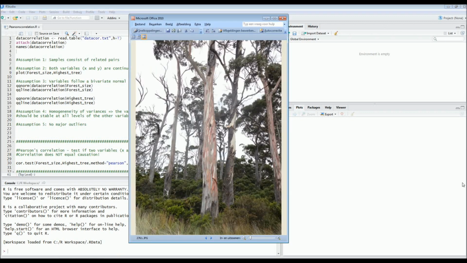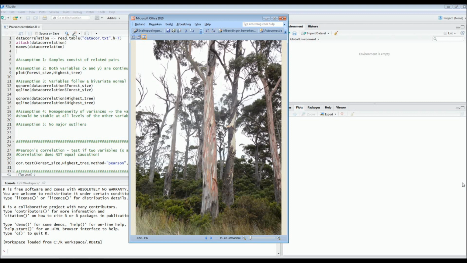This is a eucalypt tree from the eucalyptus genus, and it grows all over Australia. But unfortunately, in Australia, most forests have been cut, which means that the remaining forest is highly fragmented. So you have all these little forest patches spread over the country. So what we wanted to know was if the size of the forest correlates to the height of the highest tree that was still present in the forest.